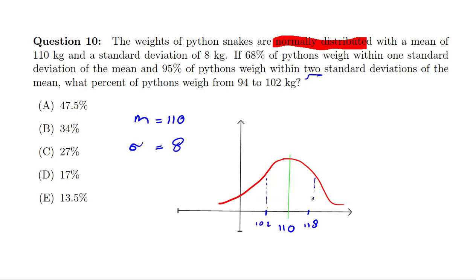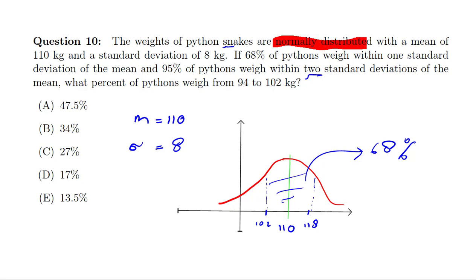And all this area below this function, this area is 68% of all the area below this function. If the area below this function is 1, 68% of that is between 102 and 118. If you pick a snake at random, by 68% that snake will be within these 2 points. The weight will be between 102 and 118.